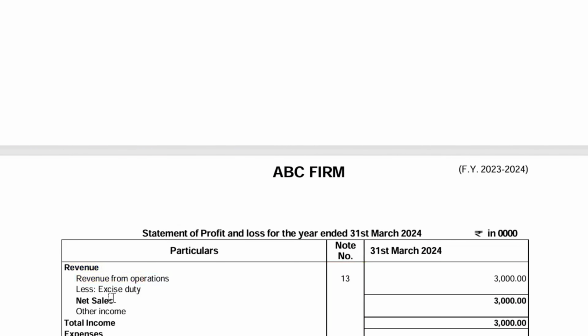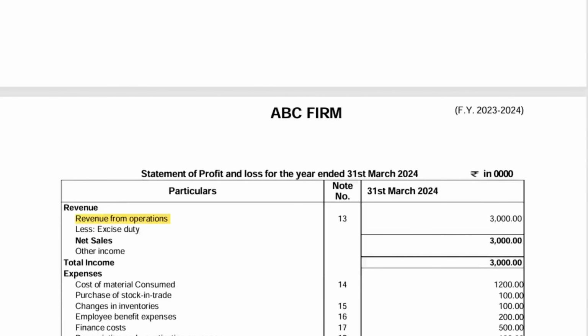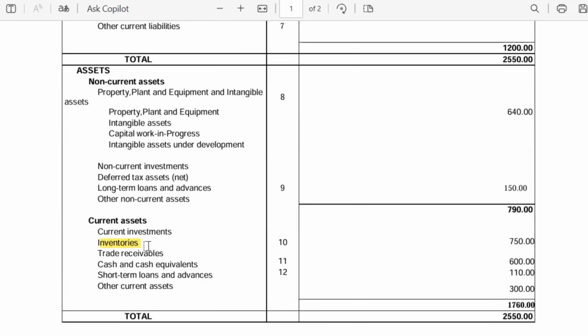Now talking about the third parameter, that is stock cycle. For this, first you need to check how much the firm's sales are and, against that, how much stock the firm has. You can get the detail of the sales of the firm from the profit and loss account, and as far as the stock of the firm is concerned, you can get the detail of stock from the asset side of the balance sheet.